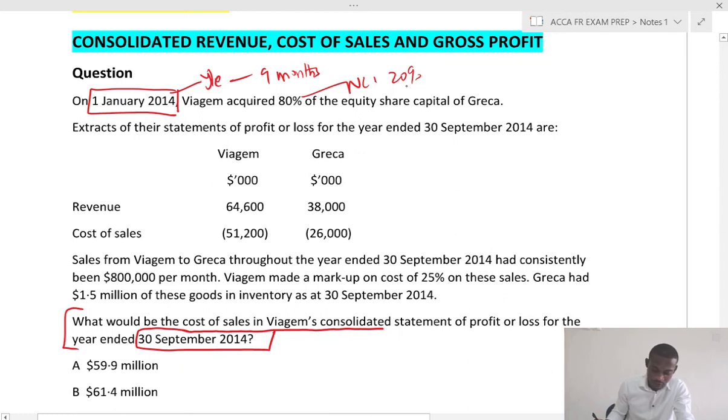So extract from P&L, I have revenue, I have cost of sales. Then it says that sales from Viagem to Greeka throughout the year ended had constantly been 800,000 per month. That's the intra-group sales. So Viagem had a markup on cost of 25% on these sales. Greeka had 1.5 million of these in inventory, so I know I need to calculate PURP.